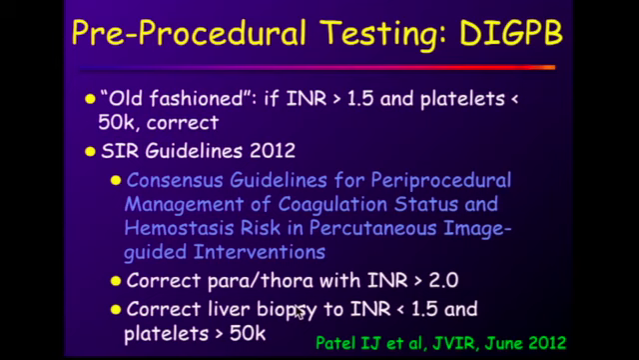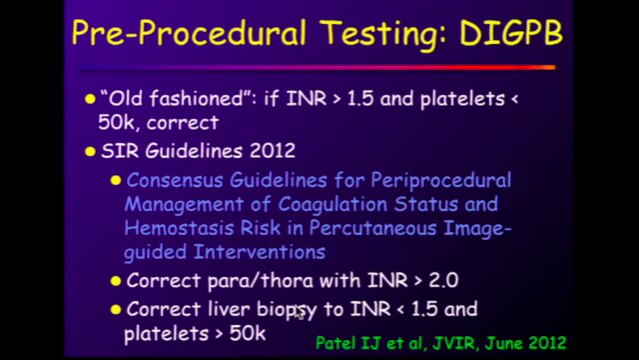Now moving up to deep image-guided percutaneous biopsy. Kind of the classic teaching is that you should correct if the INR is over 1.5 and the platelets are under 50,000. There are some very publicized guidelines from the Society of Interventional Radiology in 2012. A lot of smart people on there. I don't mean any disrespect, but I think a lot of these were driven by what's been done in the past rather than true scientific data.